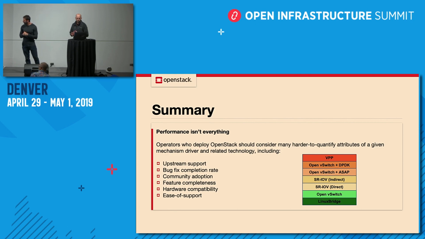LinuxBridge, by far, we thought was the easiest to maintain, support, and install. Open vSwitch was the next. SR-IOV following that. Again, this is a completely subjective example. There's no way we can quantify this, just our opinions. SR-IOV was right about in the middle, and then it started getting more difficult with ASAP, Open vSwitch with DPDK, and lastly VPP.